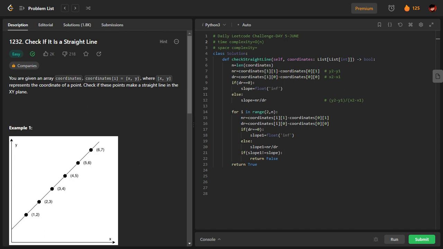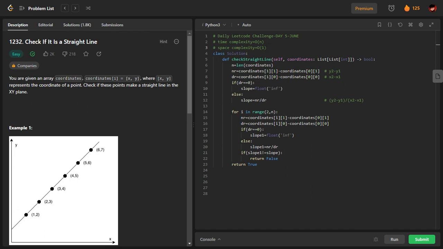If you talk about the space complexity, I am not using any array or any dictionary or any list or anything like that. It's just calculations using one or two variables. The slope and the slope1 variables are being used, and they're discarded after every loop. So the space complexity is going to be O of 1. It's constant.